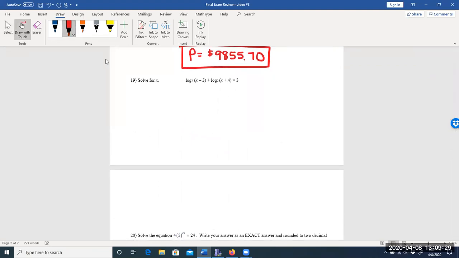And we're going to have to use our properties of logs. Our properties of logs say that a sum of logs with the same base can be written as a single log as long as we multiply those arguments together. I know it seems kind of weird, but we do multiply those arguments together.